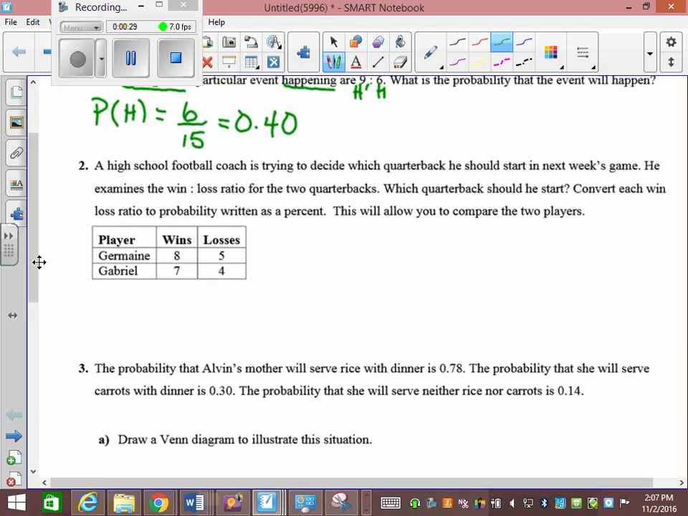A high school football coach is trying to decide what quarterback he should start in next week's game. He examines the win-loss ratio for the two quarterbacks. Which quarterback should he start? Convert each win. Quiet, please. No, not a chance.